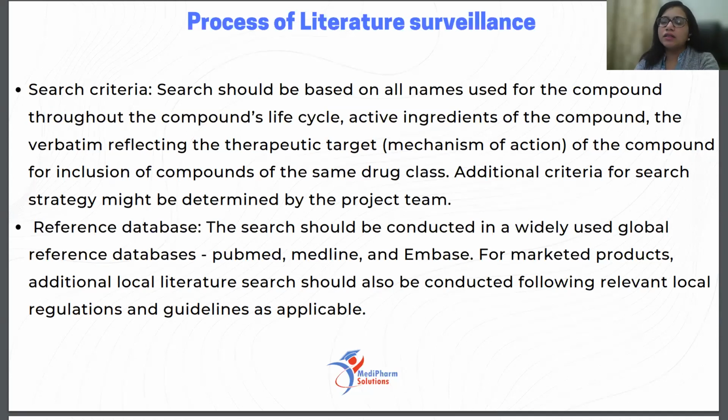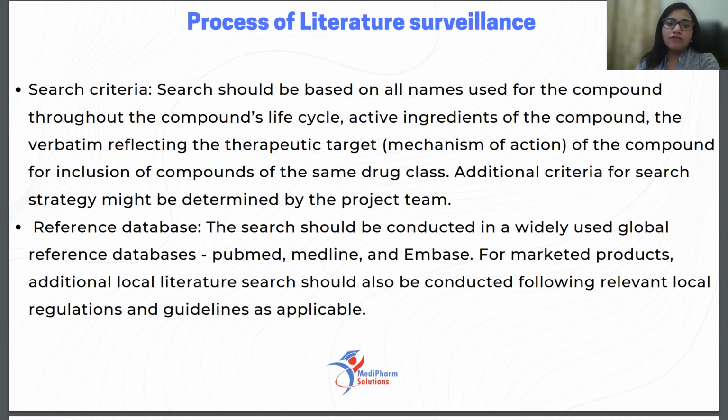And these searches will be performed majorly on global reference databases like PubMed, Medline, and Embase. That's a basic interview question that you will receive with literature surveillance. The interview question will be, what are the databases that you search for your literature surveillance? You can say the major databases that we search for literature surveillance are PubMed, Medline, and Embase.